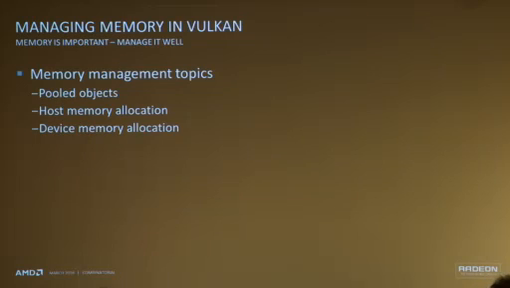So actually what I want to talk about, there's three things. First is pooled objects. Jeff just touched on that in the design overview. I'll give some concrete examples here. There's host memory allocation, which is system memory, malloc, basically. And then there's device memory allocation, which is the memory that is used to back buffers and textures and images and things that the GPU will be using.